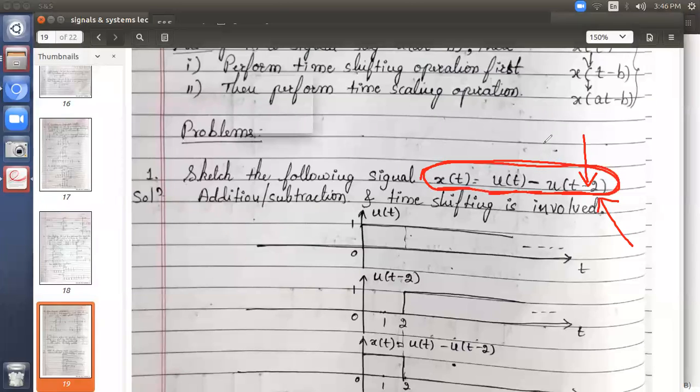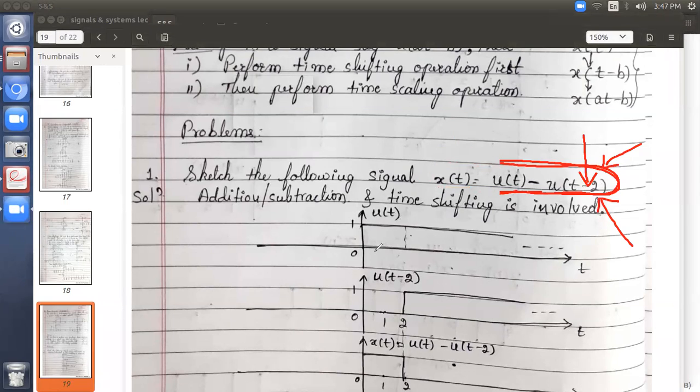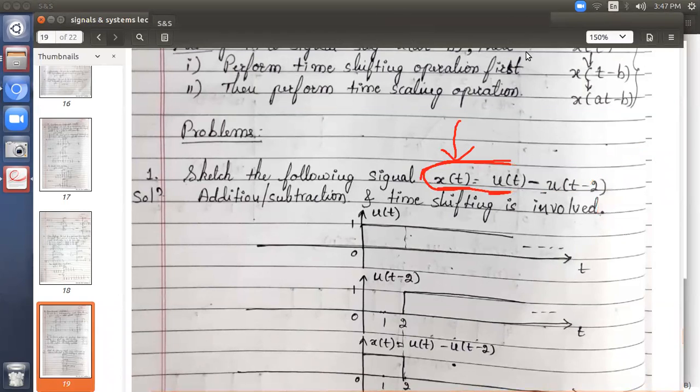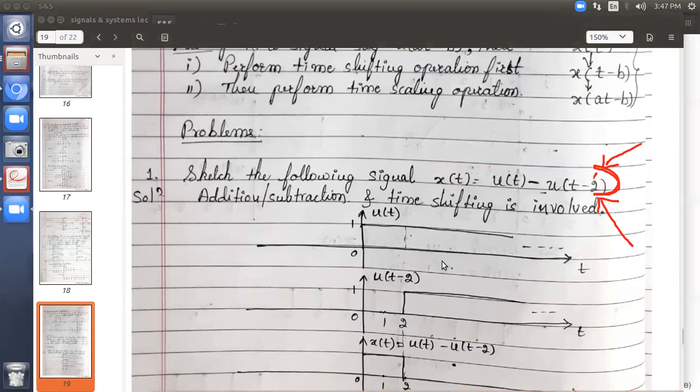U of t? No, u of t is a signal. It is not any operation. Only a single operation is involved, ma'am? Shifting only. Just by shifting u of t to u of t minus 2, will you get x of t? Look at the question and tell me. Observe the question. Yes, Deepa, correct. Subtraction and time shifting.